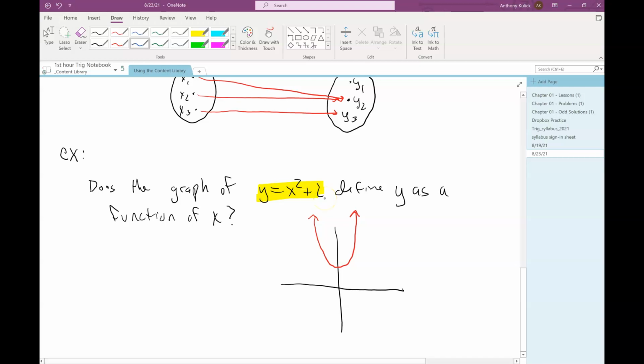So the way we do that is we're looking for, is it possible to draw any vertical line that intersects the graph in more than one place? So vertical lines are straight up and down. So if I draw that vertical line, it only intersected the graph one place. If I draw this vertical line, it only intersects the graph one place. No matter where I draw that vertical line, it's only going to hit the graph one time. So we know that this thing is a function. If there's any place where the vertical line intersects more than once, it's not.